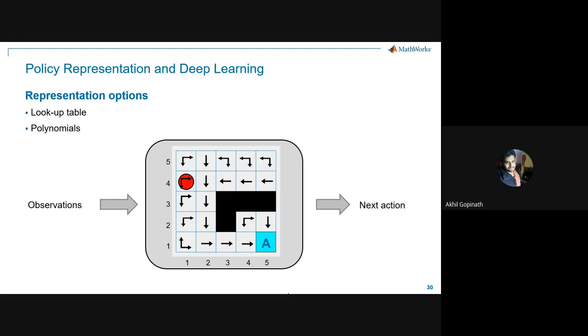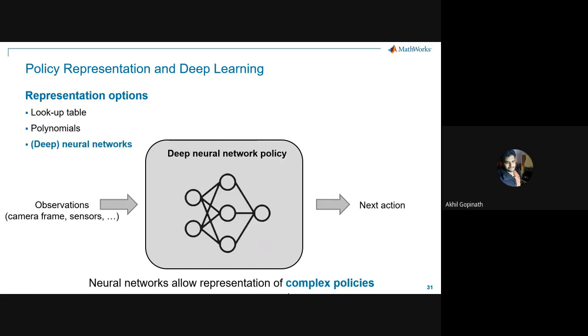So there are different types of policies that I wanted to introduce to you. One is the lookup table that we have seen already in the case of our grid world. The policies can be polynomials, or it also can be deep neural networks. We'll try to see what these mean and how, why, or where do we use any of these, right?